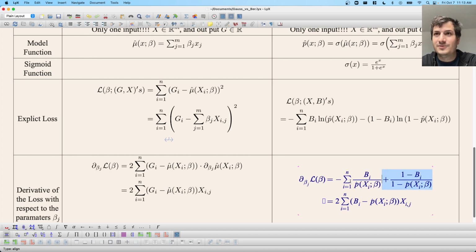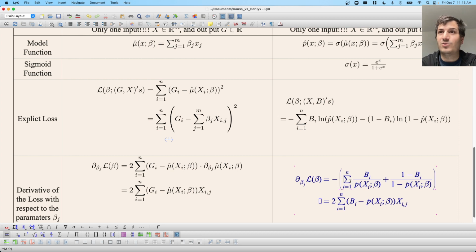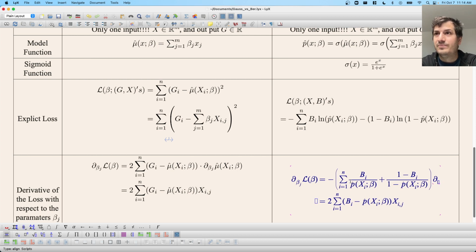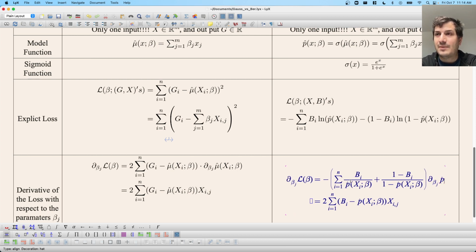Now I got to do chain rule. So all of this gets multiplied by the derivative of the inside. The derivative of the inside is p hat for both. So it's the derivative d/d beta_j of hat p.